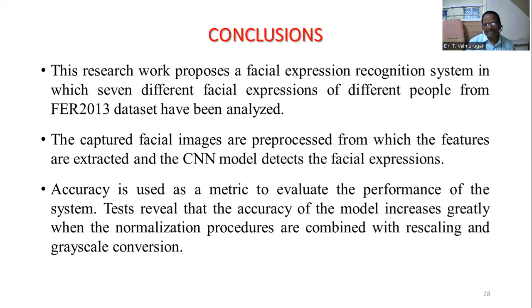Out of these 10 persons' information, 6 are female and 4 are male. The captured facial images are pre-processed, from which the features are extracted and the CNN model detects the facial expressions. Accuracy is used as a metric to evaluate the performance of the system.